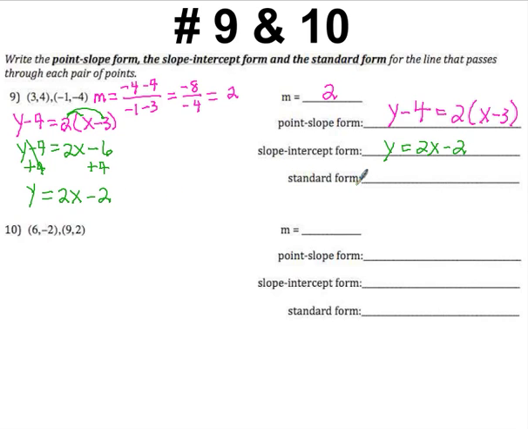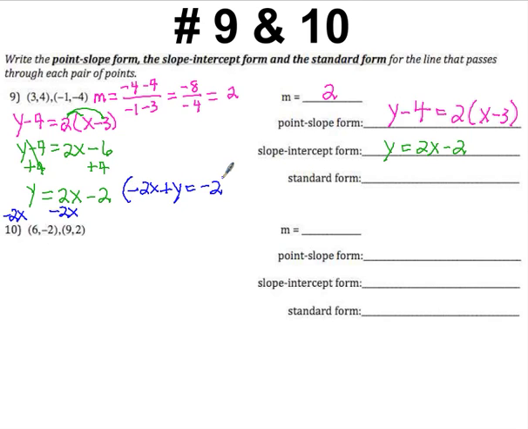And then now I need to move it into standard form. So moving it into standard form is a process of moving my x term and then seeing whether I need to do anything else. So I'm going to subtract 2x from both sides, and I get negative 2x plus y equals negative 2. And what I should notice is I have a negative here. There's no fraction, but I have a negative.